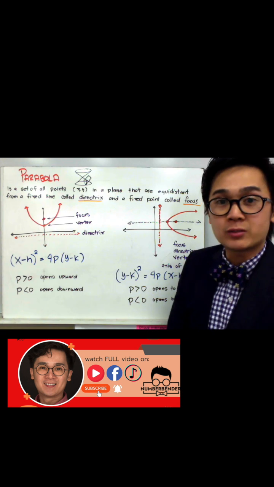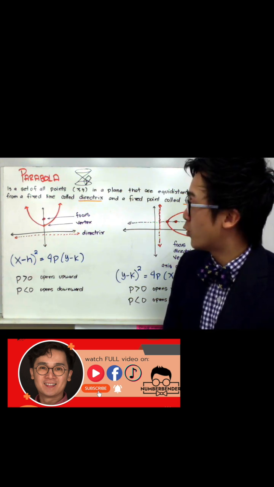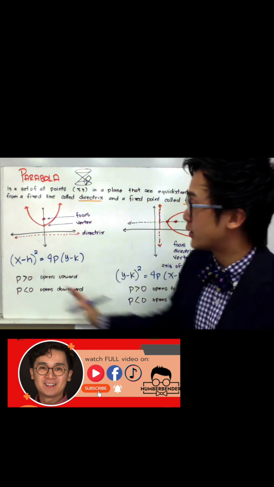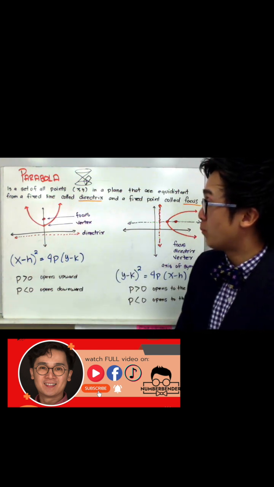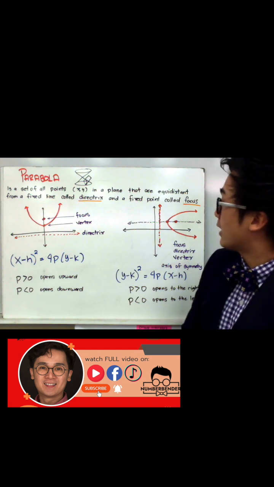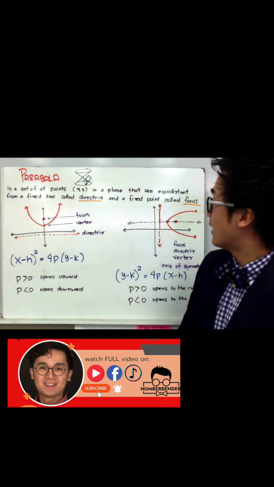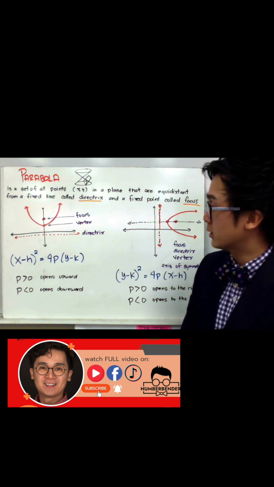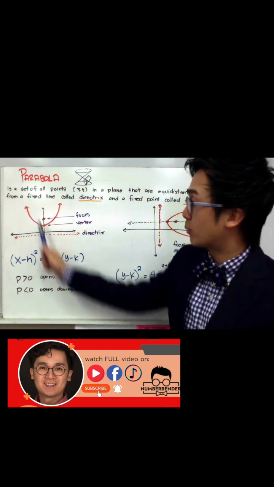Now, the first thing that we need to know about each conic section is the special parts of each of the conic sections that we're going to be working on. The parabola is defined as the set of all points (x, y) in a plane that are equidistant from a fixed line called the directrix and a fixed point called the focus. And here's where the directrix and the focus are in our parabola.